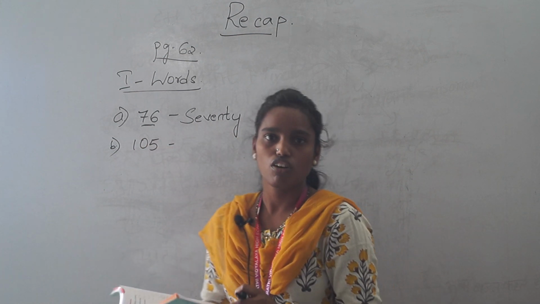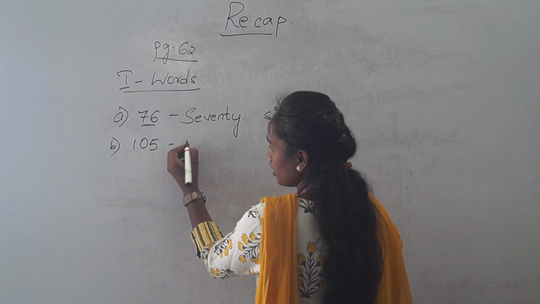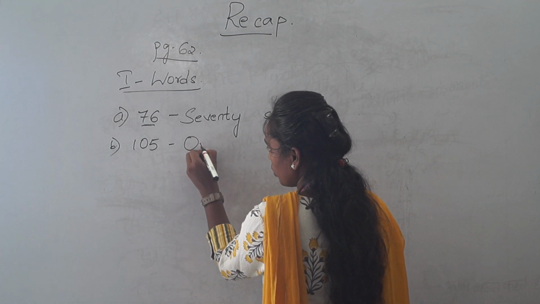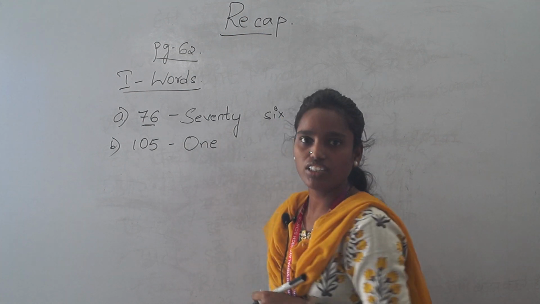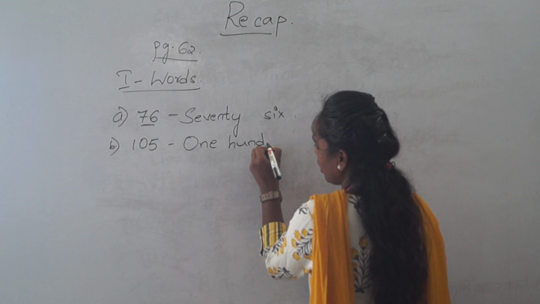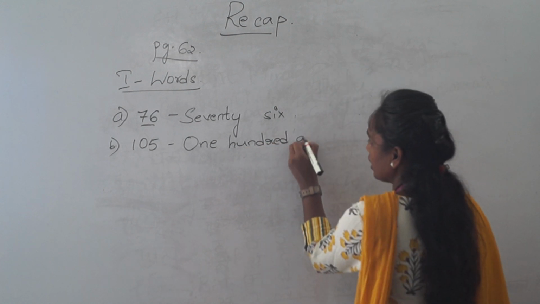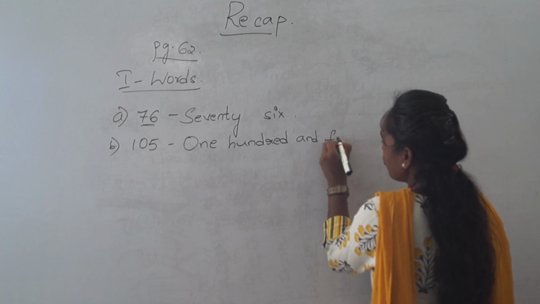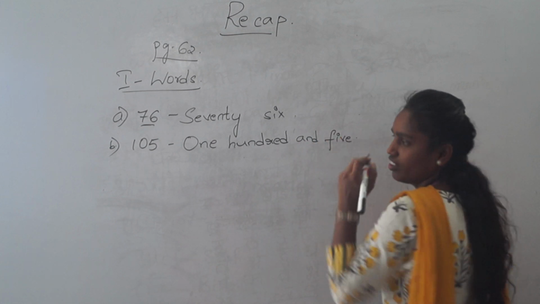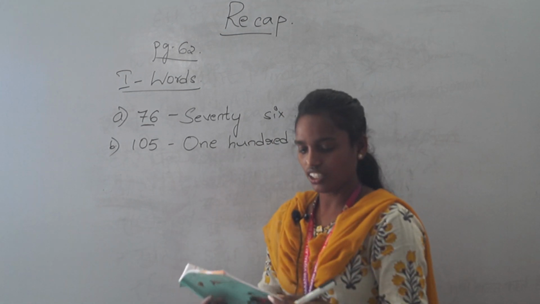How will we read 105? So how should we write it? Say me 100 and spelling. O-N-E, 1. What is 100 spelling? H-U-N-D-R-E-D. 100 and A-N-D and F-I-V-E, 5. Okay, this is 105. Got it, children? Okay.